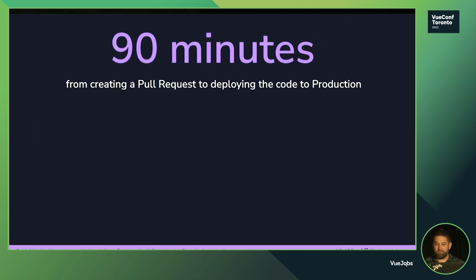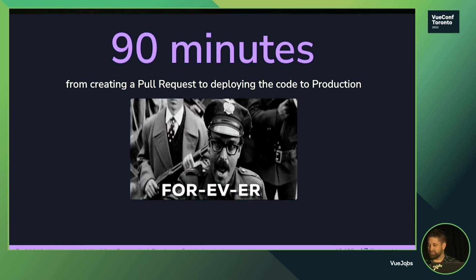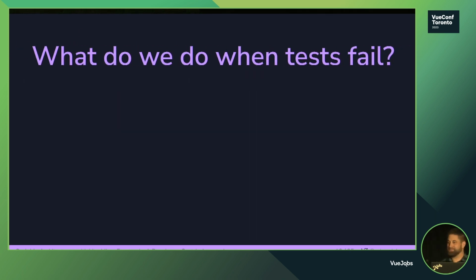So 90 minutes from creating a pull request to getting that code into production. That's basically forever in terms of deploying your code, right? And that's if the tests don't fail. I have some people here that are on my team. So what does anybody do when our tests fail, right?